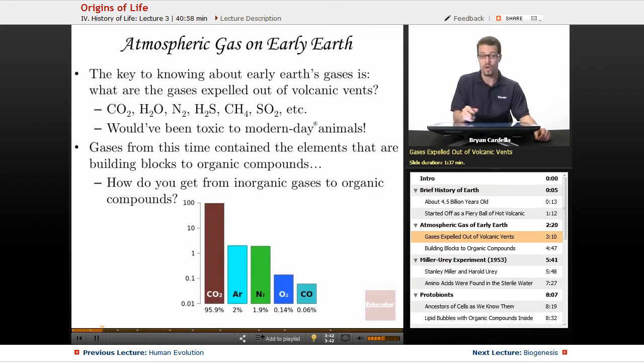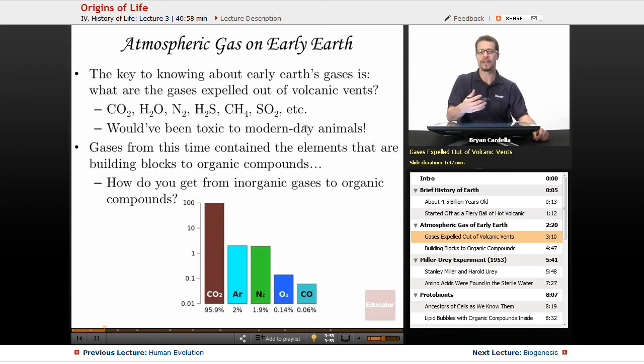I didn't list them all here. There's actually a few other ones that I list on the next slide when we talk about Stanley Miller and Miller-Urey. This little group of gases here does not support life.